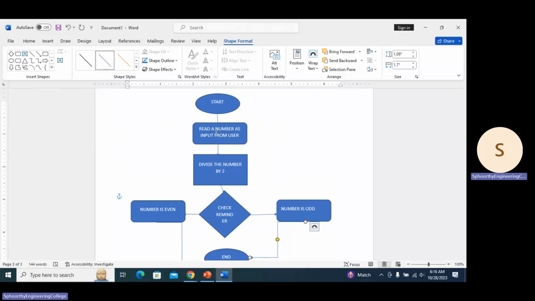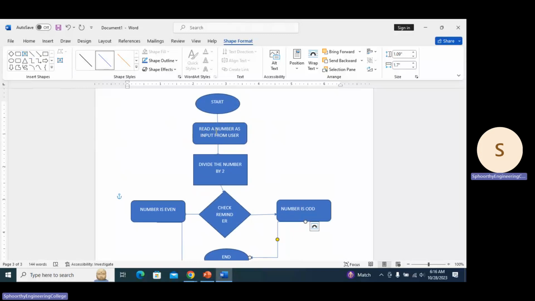So I should start, so the start symbol is used. Then what is my first step? Read the number from the user. After that, what should I do? I should process that number, meaning I should divide that number by 2. It's an operation to be performed. Whatever processing you are doing, you should represent it using a rectangle. So in the rectangle symbol, I have written divide the number by 2.